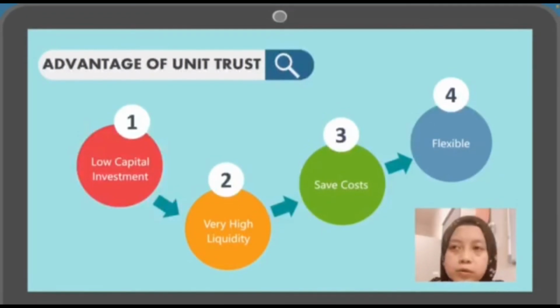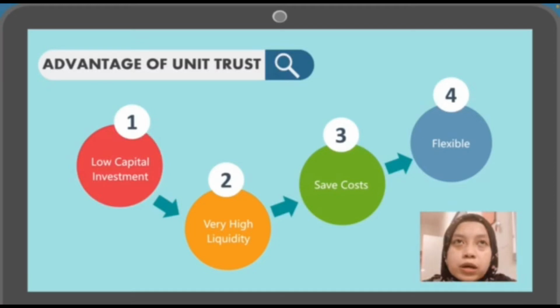Assalamualaikum warahmatullahi wabarakatuh. My name is Nur Zakira Imana binti Zulfazli. My matric number is 2020950925. Okay, I would like to present my part in my group assignment, which is the advantages, disadvantages, and also analysis of performance of unit trust.